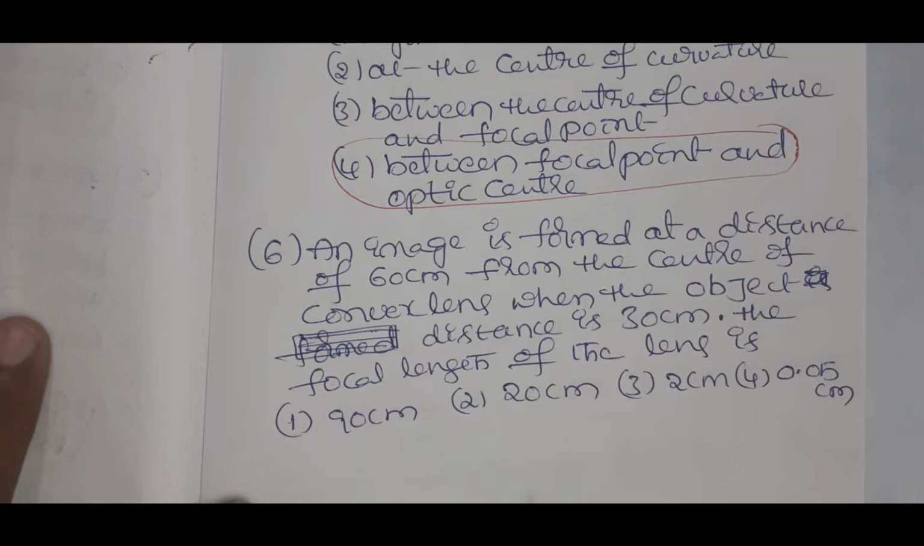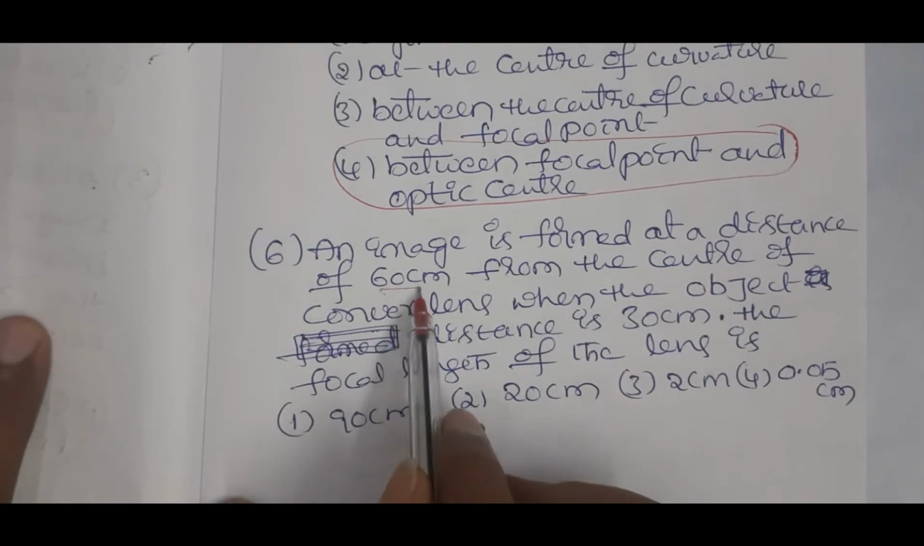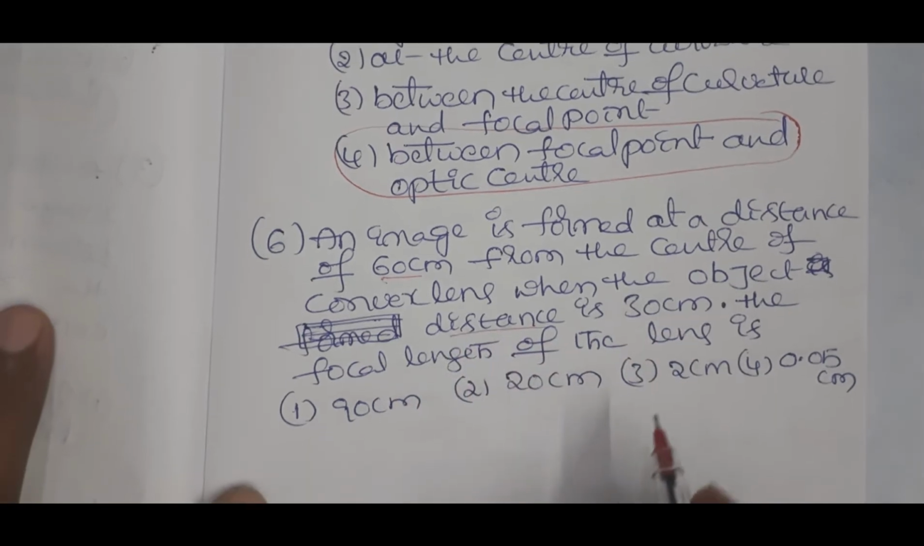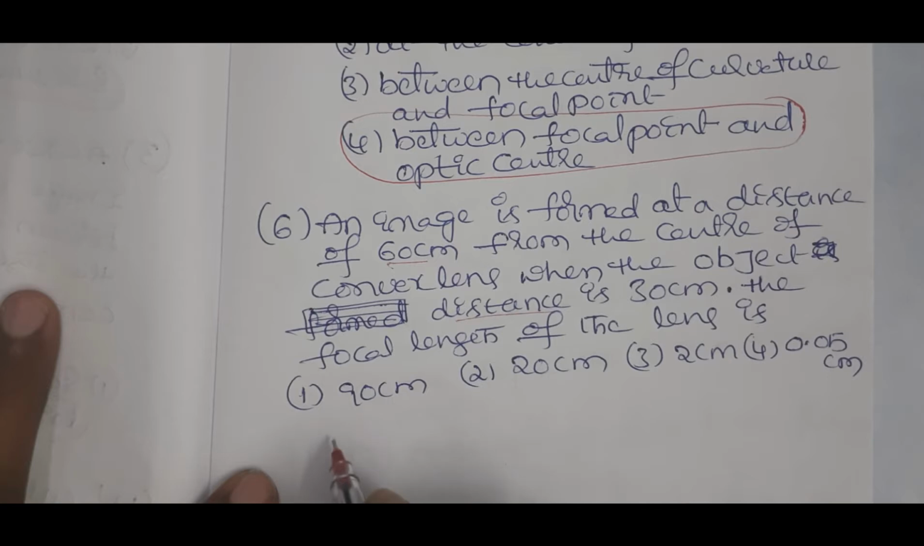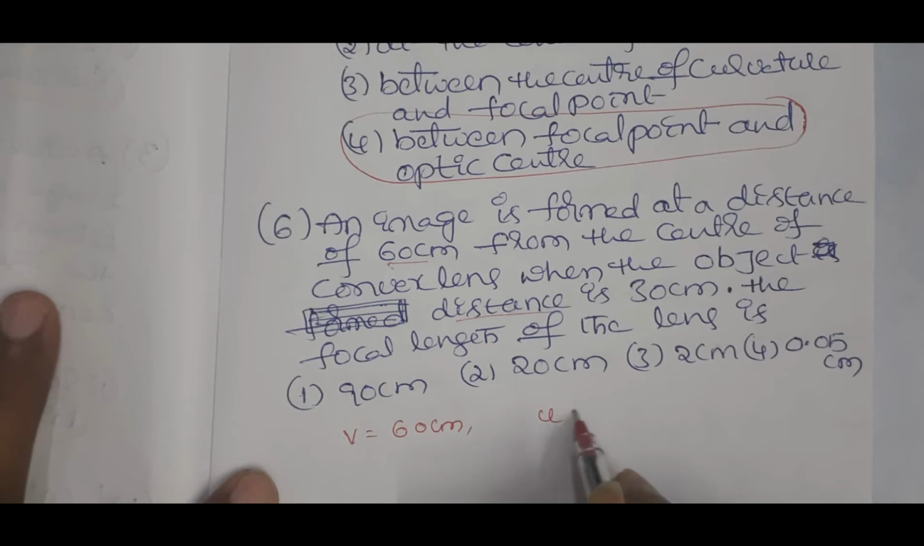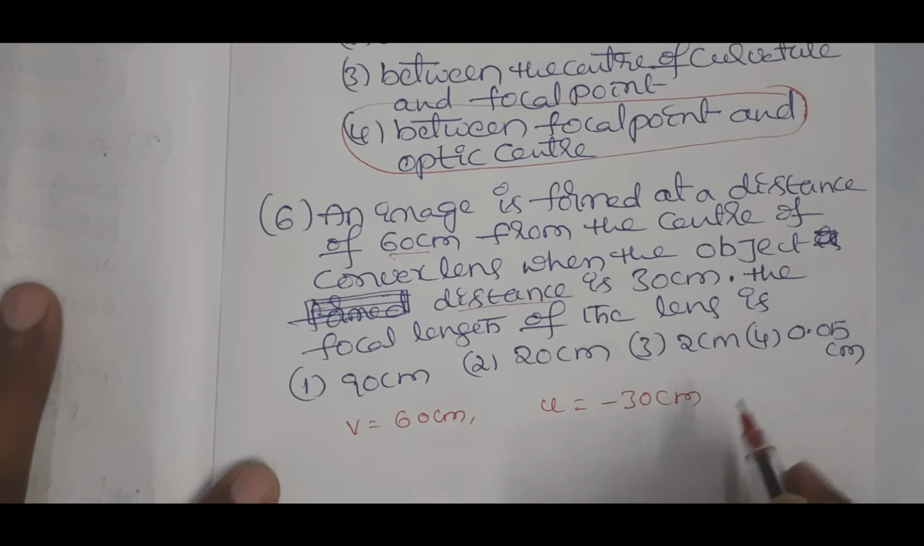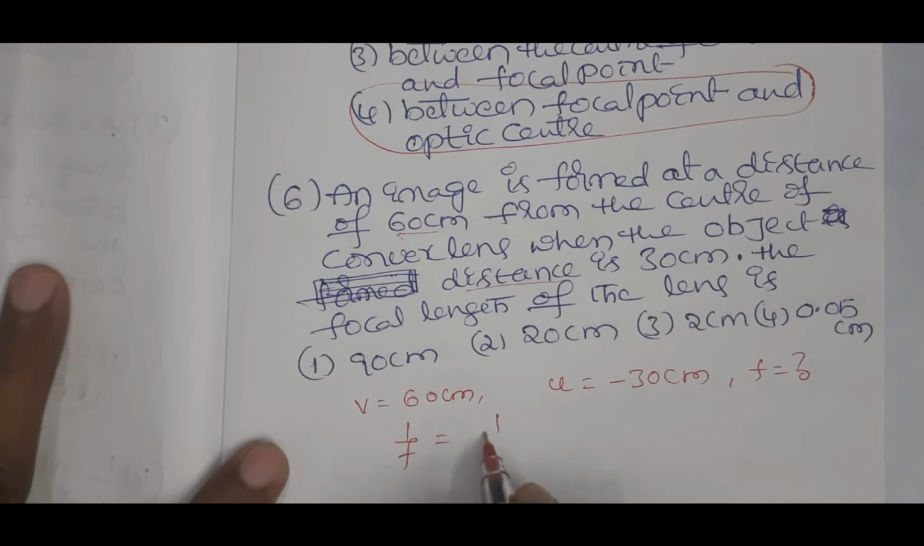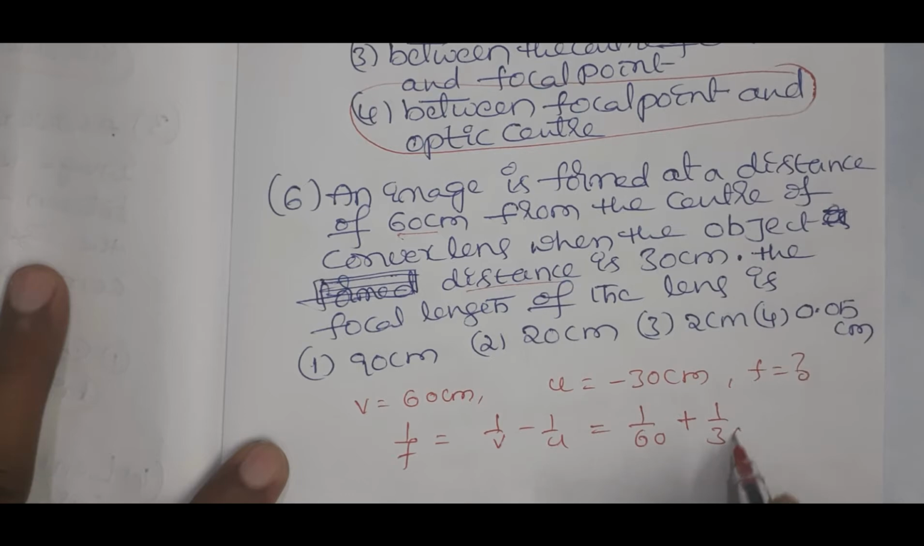Next one, students. An image is formed at a distance of 60 cm from the convex lens when the object distance is 30 cm. We want to find the focal length. So, solution, students: the image distance is given as 60 cm, and the object distance from sign convention is minus 30 cm. It is negative from sign convention, and we want to find the focal length. From the lens formula, 1 by f is equal to 1 by v minus 1 by u, that is 1 by 60 minus minus 30, which is plus 1 by 30.